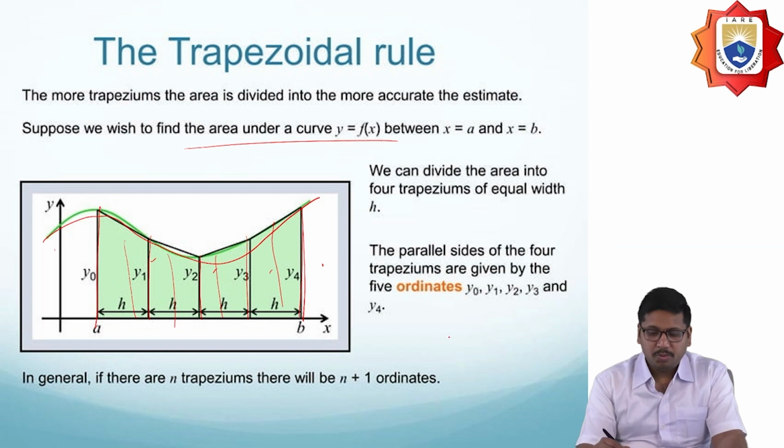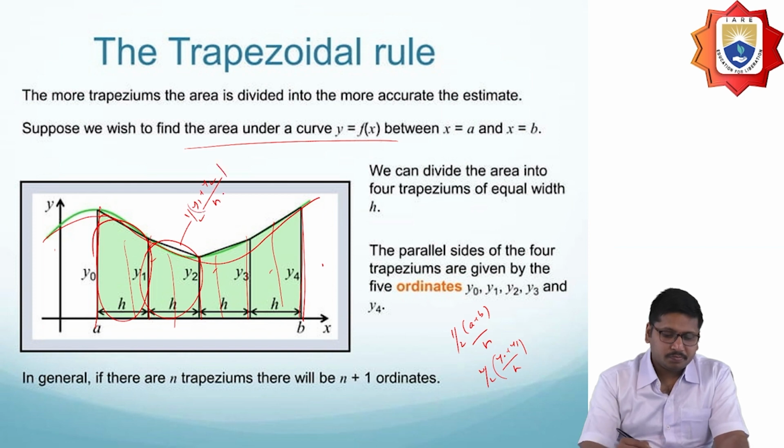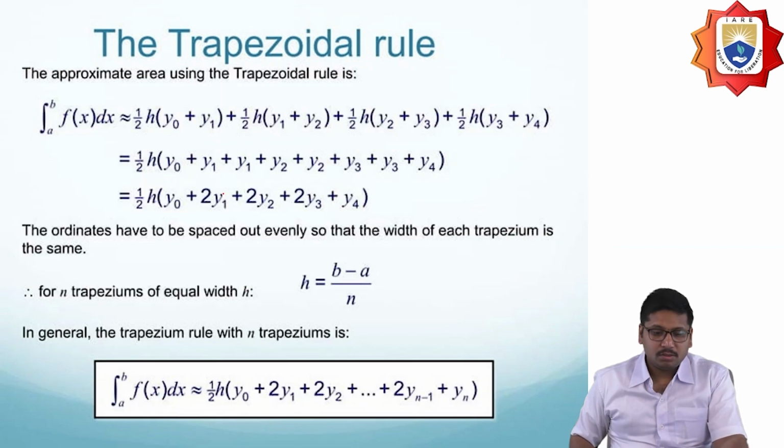The area of each trapezium is estimated by the equation half into the sum of the parallel sides times h. That means half into y0 plus y1, times h, for this trapezium. Similarly, for this one, it is calculated as half into y1 plus y2, times h, and so on.